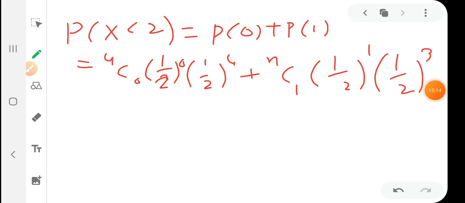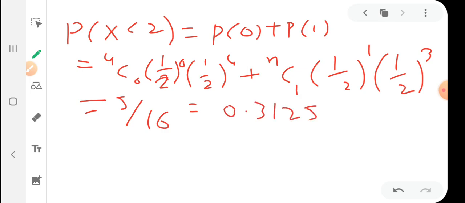So at a time on calci, just put these values and find your answer. Your answer will be here 5 by 16, that is, you may simplify, 5 by 16 means 0.3125, like that.